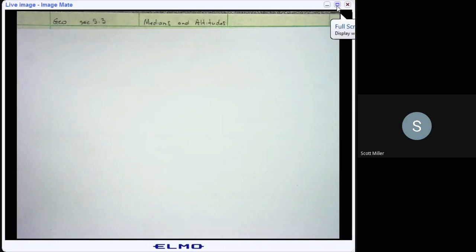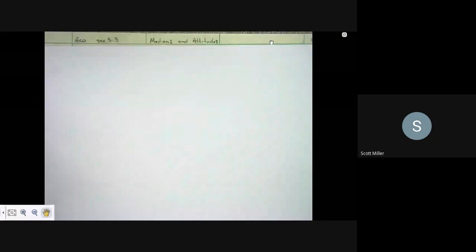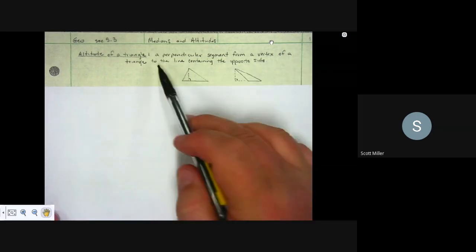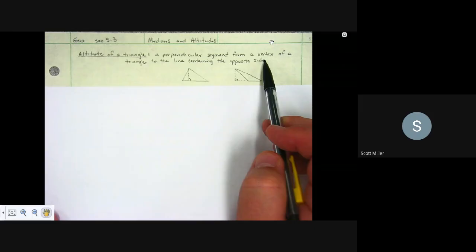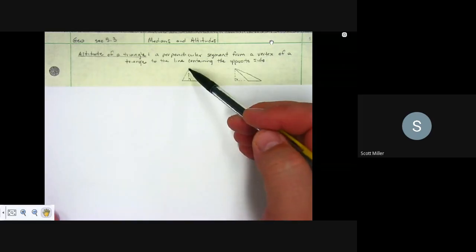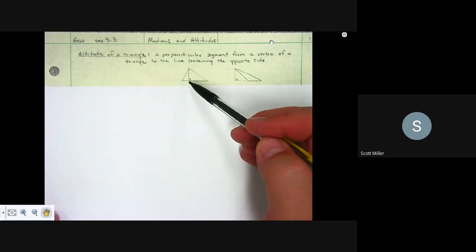Okay, so this section is section 5.3, medians and altitudes. So we're going to look at some of those and what they do for triangles. So what are the altitudes? The altitude of a triangle is a perpendicular segment from the vertex of a triangle to the line containing the opposite side. So it's pretty much the height of the triangle, the altitude.